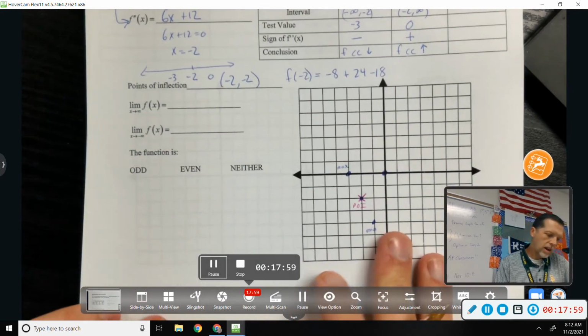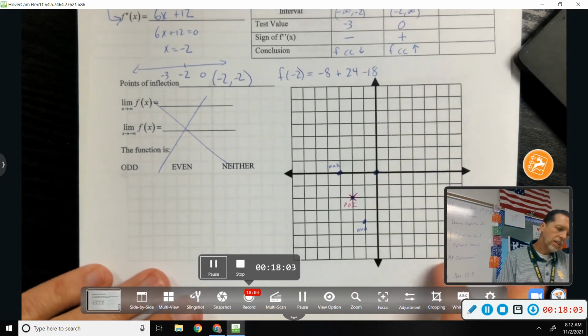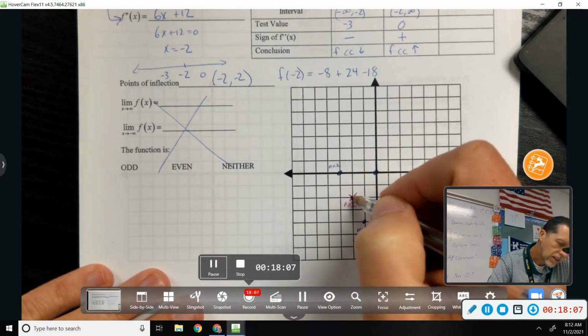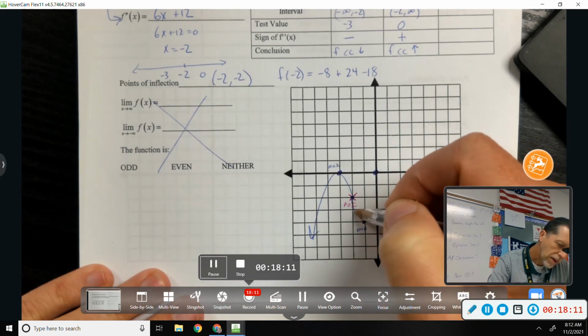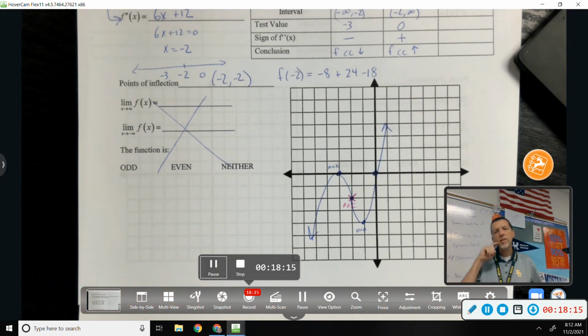And I think we can ignore the rest of this stuff. We've got enough now to graph it. So we are concave down right there, concave up after that, and we've got some points to hit. So there's my graph, with 3 minutes to spare.